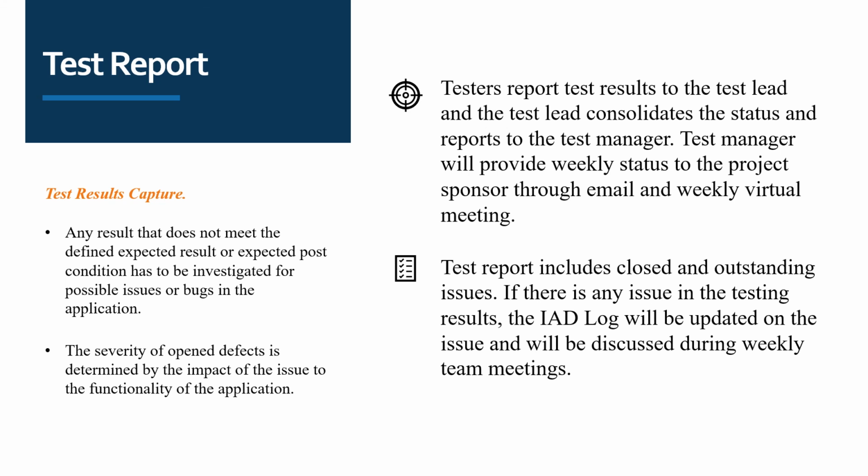The tester reports the test result to the test lead, and the test lead consolidates status and reports to the test manager. The test manager will provide the weekly status to the project sponsor via email and weekly meeting. The test report will include closed and outstanding issues or defects. If there is any issue in the testing result, the issue log will be updated and will be discussed during the weekly team meeting.